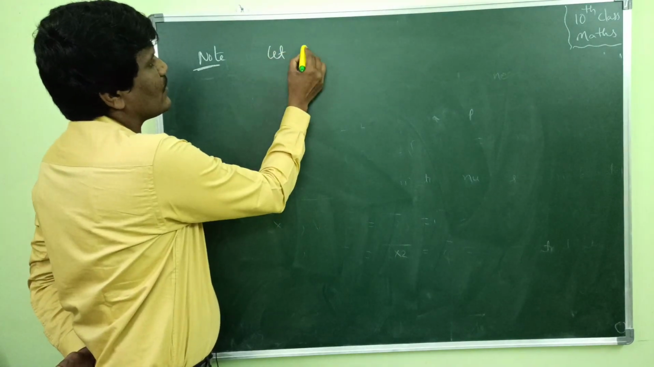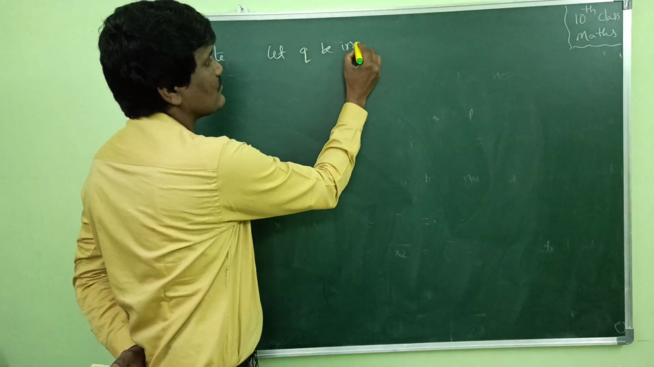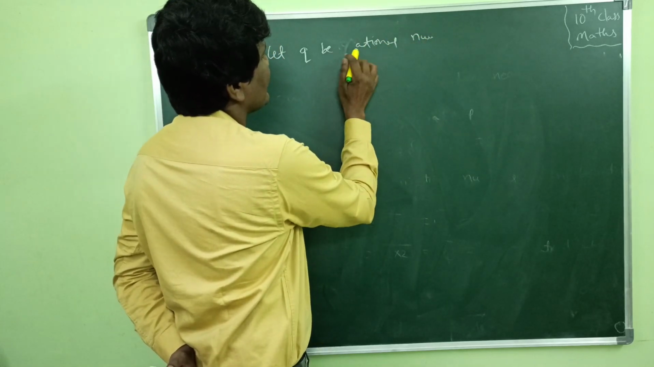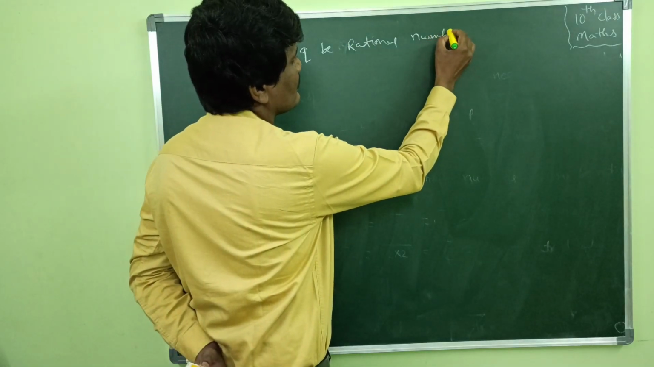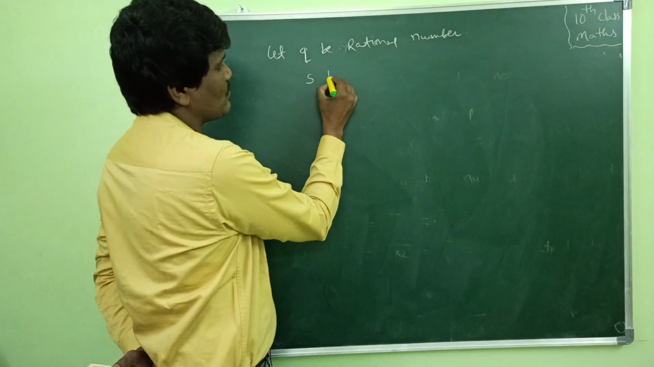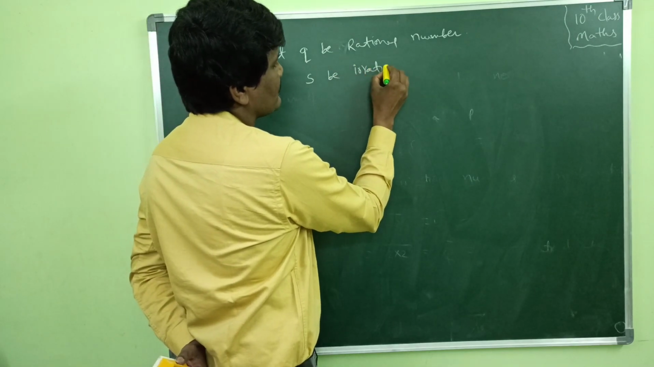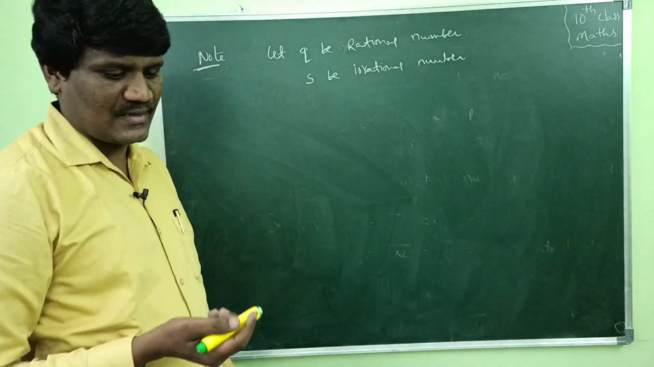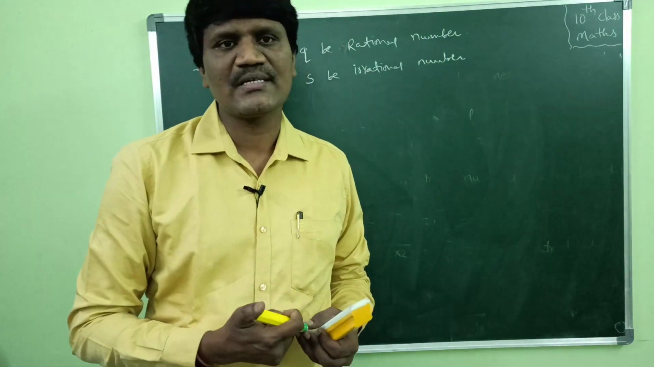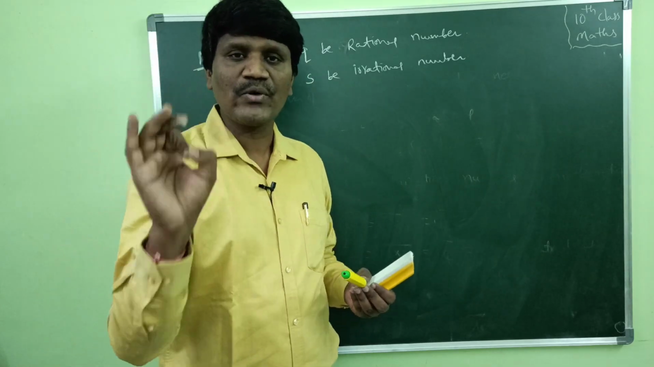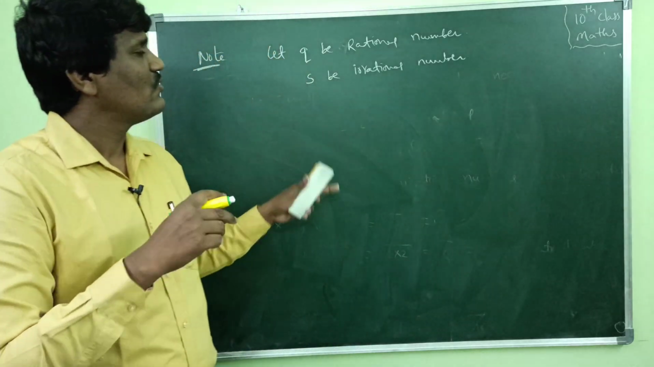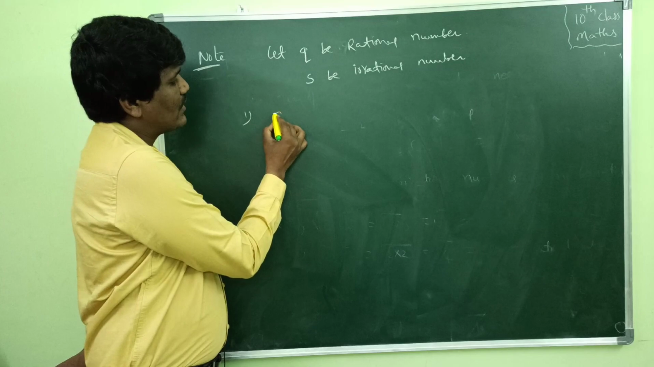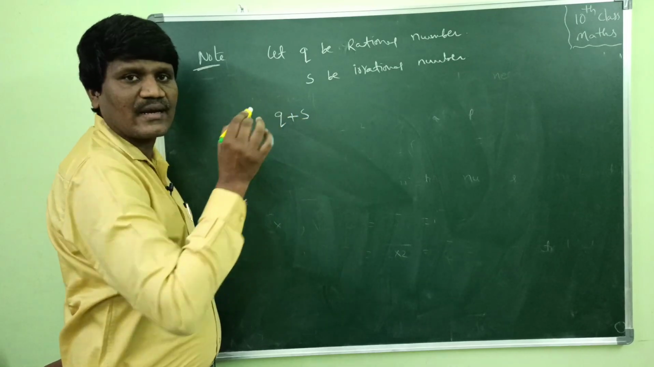In the note you can write: let small q be a rational number, and let small s be an irrational number. So one is rational, one is irrational. We have just seen that the sum of two irrational numbers need not be rational, and the product of two irrational numbers need not be rational. But here we take one rational and one irrational. Suppose the first one, q plus s: is it rational or irrational?